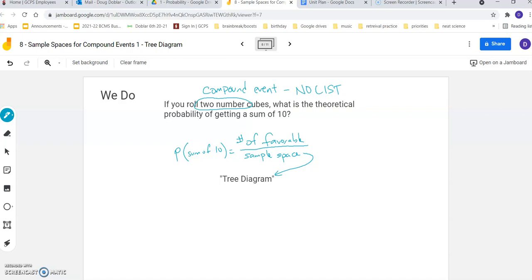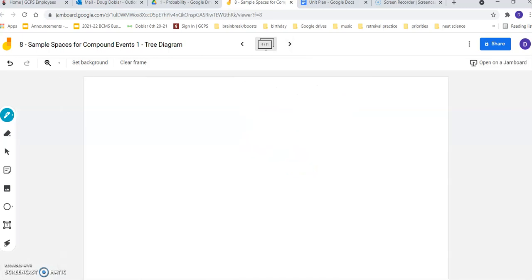We're going to roll 2 number cubes, and we're going to have to list all the possible things that could happen. So instead of a list in a compound event, we're going to make a tree diagram, and that'll really help. So I'm going to do that on the next page. If you need to pause here to write this down before I make the tree diagram, please do that. So here we go. I'm going to make my tree diagram like this. We're going to roll 2 number cubes. So there's roll number 1, and there's roll number 2.